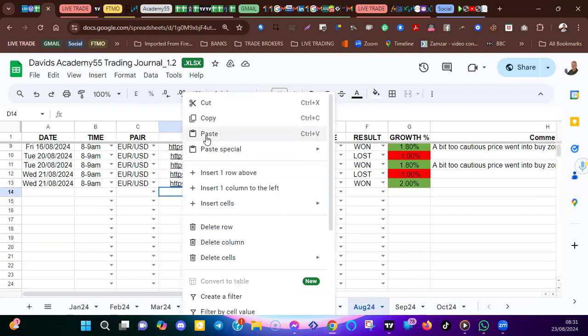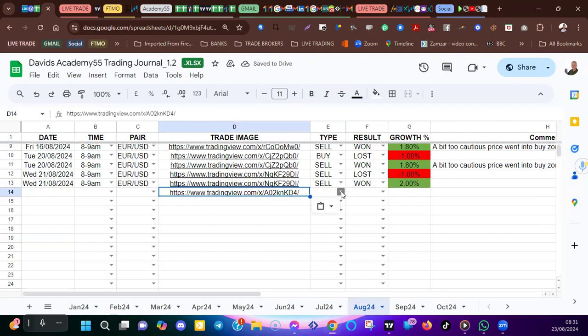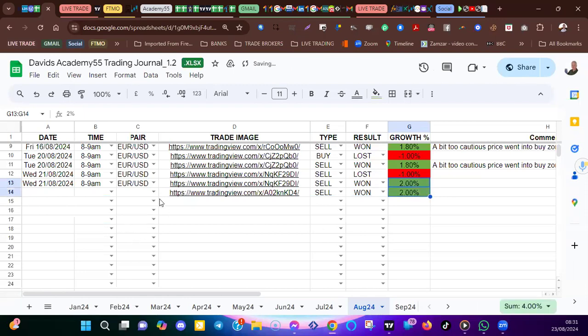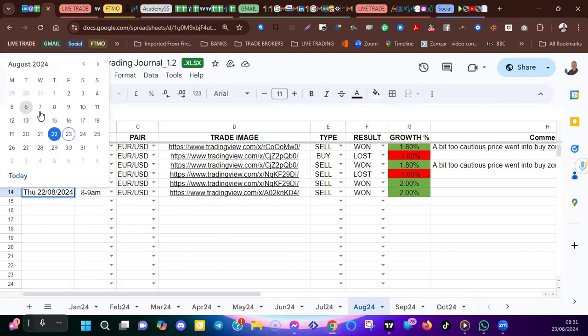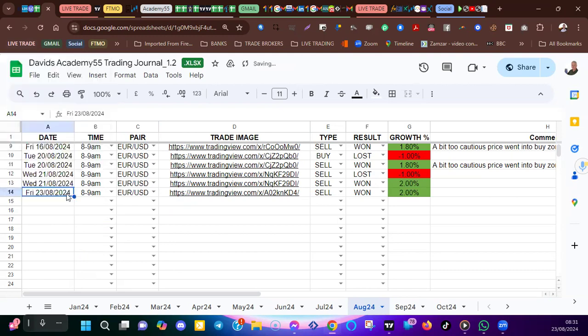So people looking at my journal, the idea is that they can actually see it. Sell, it won 2%. It was on the EUR/USD between 8 and 9 this morning, and the date was not Thursday. Little tip, if you double click on that, a calendar comes up and it's on the Friday, so the 23rd. It says Friday the 20th. We didn't trade yesterday because of all that red flag news.